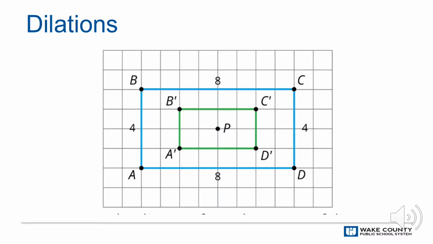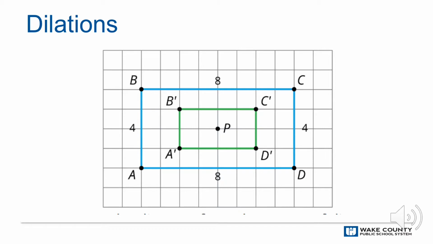If the scale factor is less than 1, the dilated figure is smaller than the original. If the scale factor is greater than 1, the dilated figure is larger than the original. In this dilation, the center is point P and the scale factor is 1/2. When dilating figures, the distance from the center of dilation to the point on the figure is multiplied by the scale factor to get the location of the corresponding point.